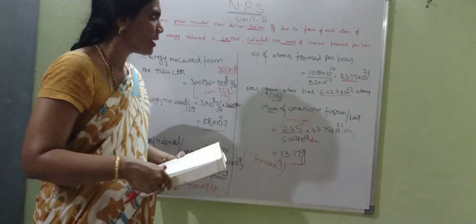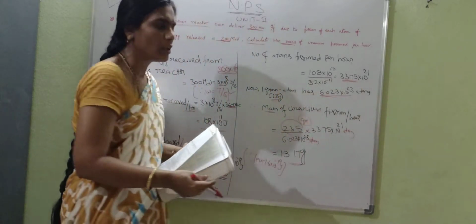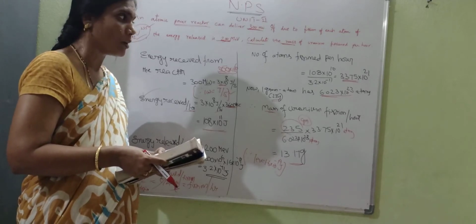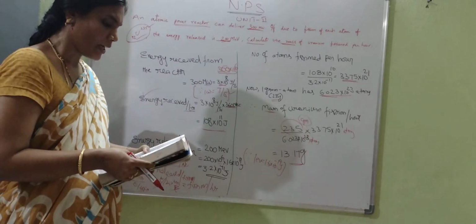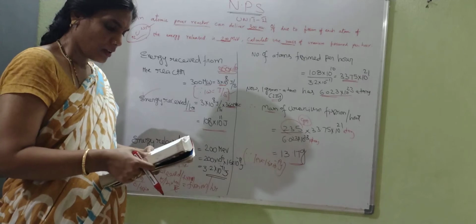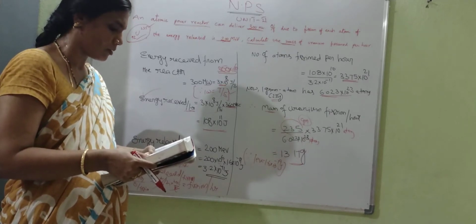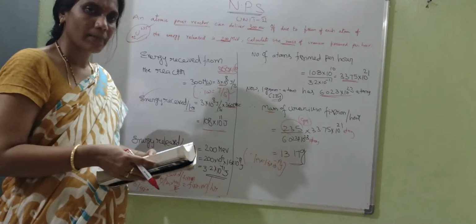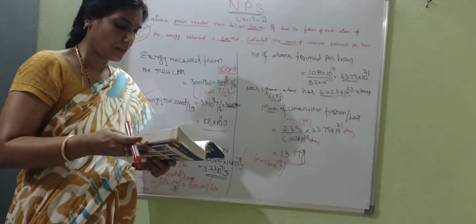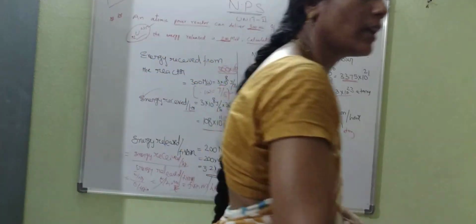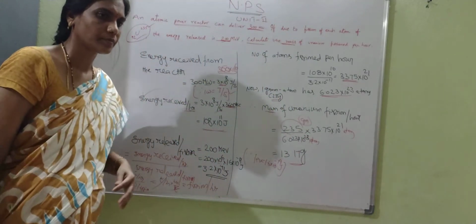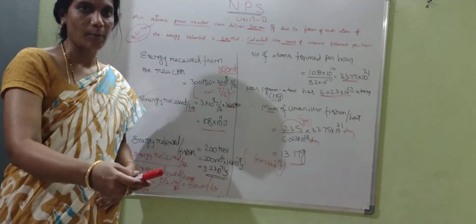And the Avogadro number is 6.023 into 10 power 23 atoms per kilomole. So that is our problem, which is similar to this problem, and the reference is the textbook we came across. You can also take that book as a reference for doing the second problem.